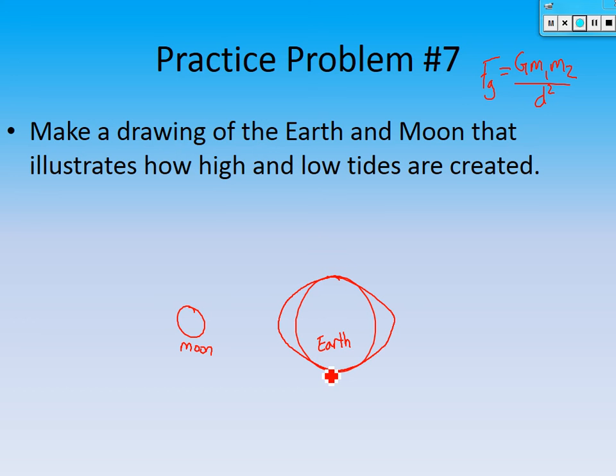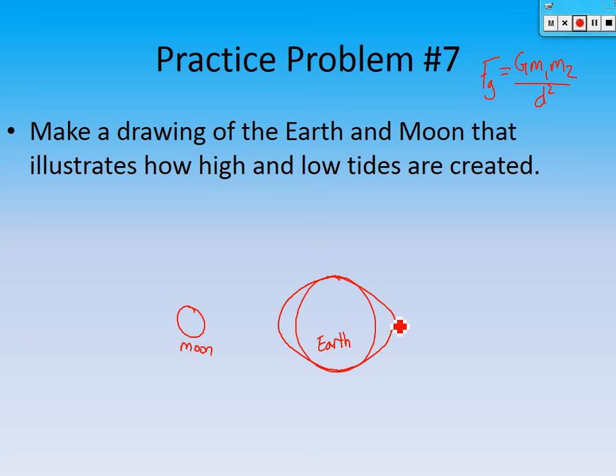Now, a lot of students can see why the water is being pulled on this near side of Earth, because it's closer to the moon. But they always wonder, why is there a bulge, it's called a tidal bulge, on the back side of the Earth? So we can see this one's closer to the moon, the gravity is pulling it toward the moon, but why is there also this tidal bulge on the backside?